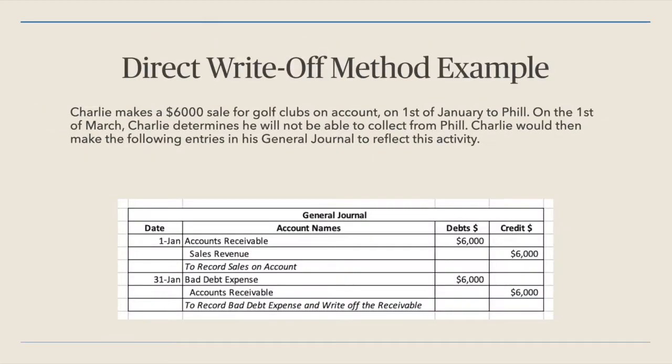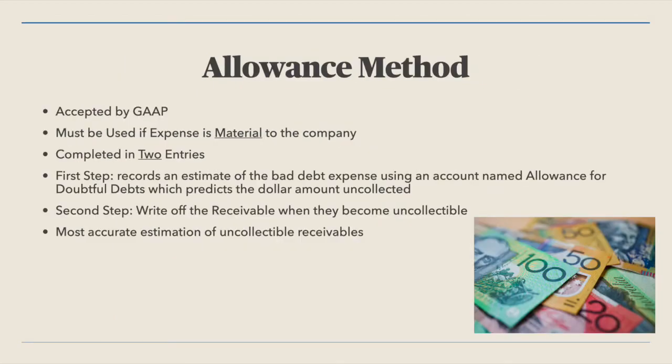For example, Charlie makes a $6,000 sale for golf clubs on account to Phil on January 1. To record sales on account, he debits accounts receivable $6,000 and credits sales revenue $6,000. He would then debit bad debt expense $6,000 and credit accounts receivable $6,000 to record the bad debt expense and write off the receivable. Second, the allowance method.